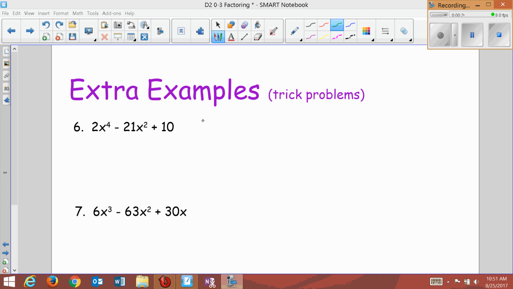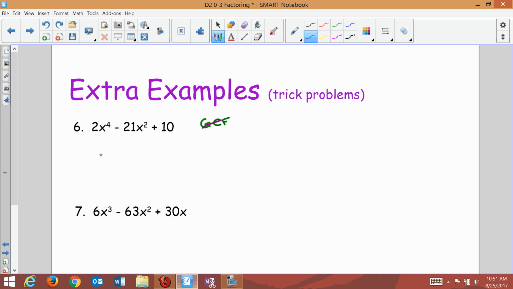We start the same way. We look for a GCF. Well, there is none. So now we go to the x method. We still do a times c, so we'll have a value of 20 and then a value of negative 21 underneath. We look for factors that multiply to be 20 but add to be negative 21. 1 and 20 are actually going to be the numbers.